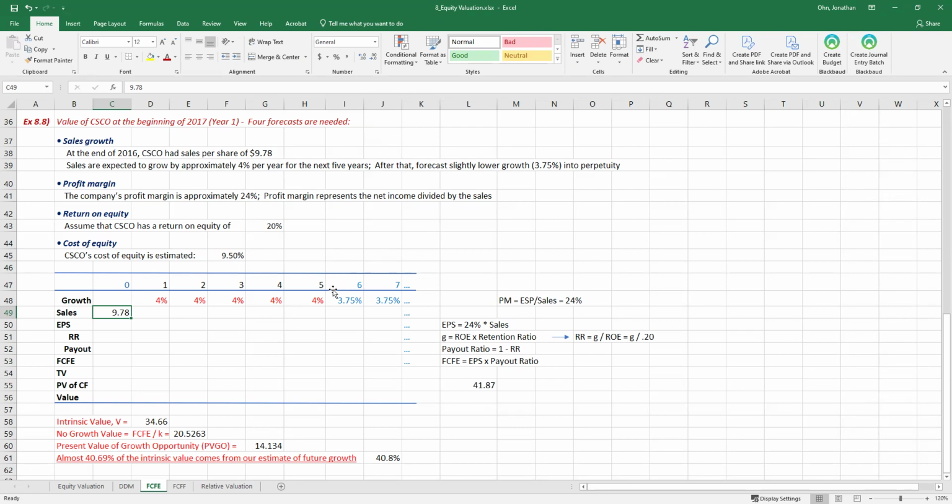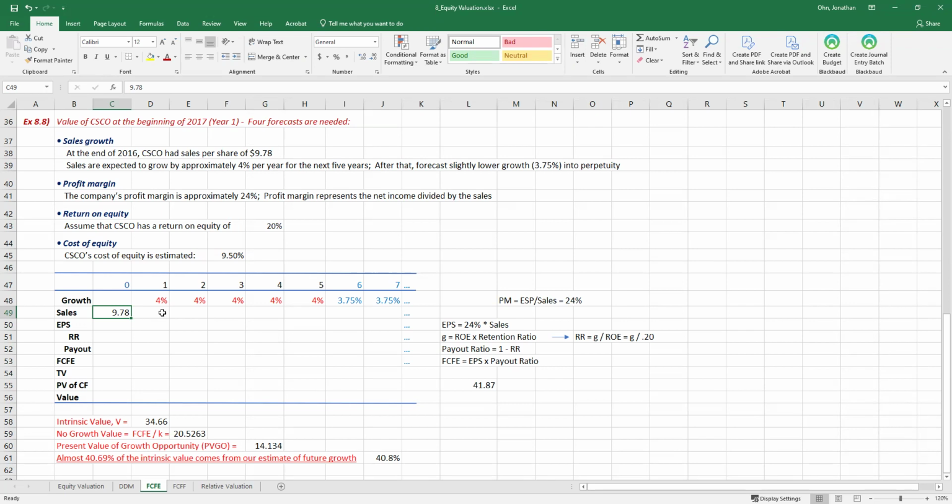See, we have this normal pattern. This is the abnormal pattern, with a higher growth rate. This is the normal pattern. So it's a combination of two stages. All right. Now, given this information, profit margin is 24%, return on equity is 20%, and cost of equity is 9.5%. Given this information, what we need to do is derive free cash flow to equity using all this information.